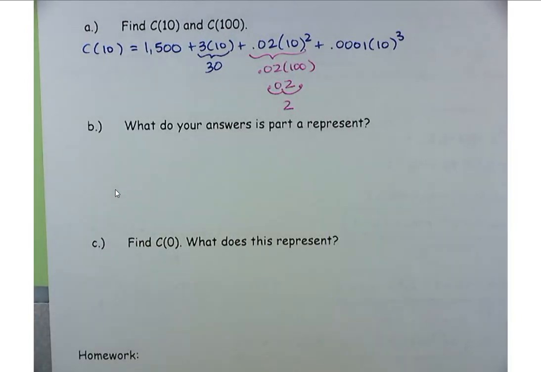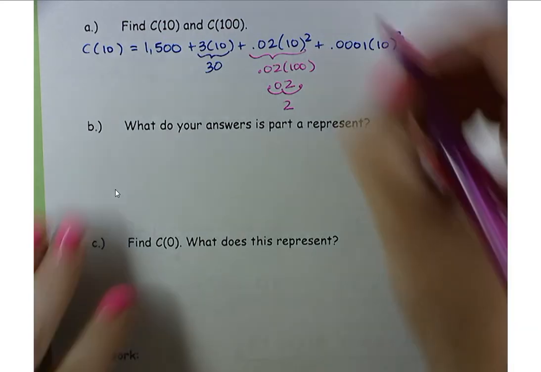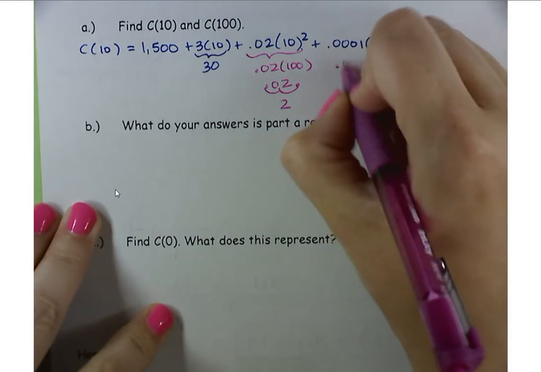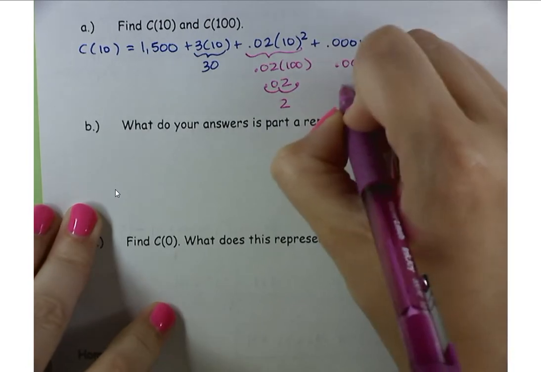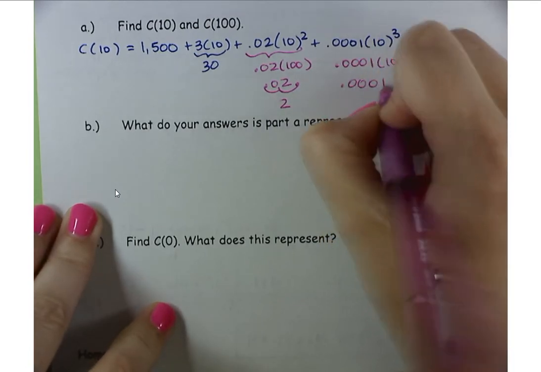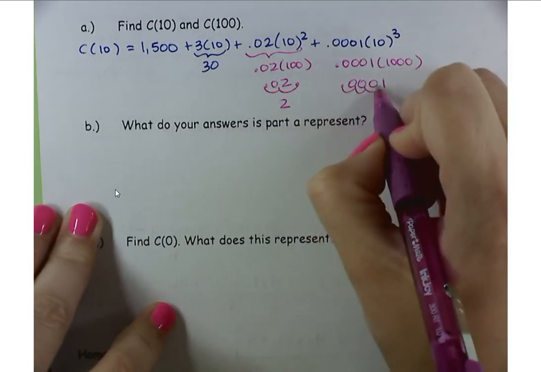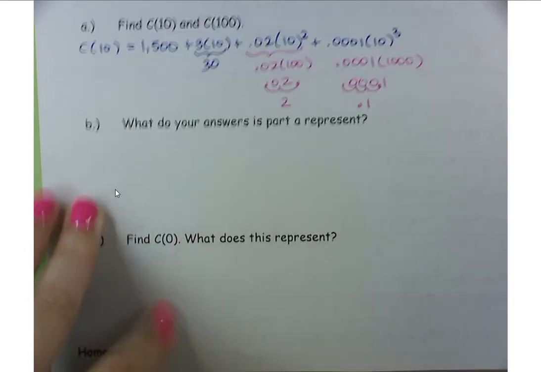And do you guys know 10 cubed? 1,000, right? So 10 times 10 is 100, 100 times 10 will be 1,000. So I'm going to have 0.0001 times 1,000. So then how many places do I move the decimal? 3. 1, 2, 3, which is going to give me 0.1.